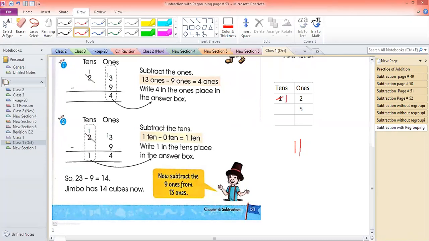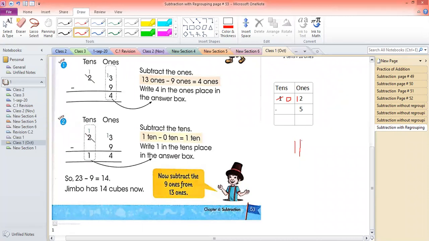Here, I take 1 from the tens and give it to the ones. Now this was 1 ten. When you give this 1 ten to the ones, it is now 12. The tens is now 0, because there was only 1 ten and it was given to the ones. So you now have 0 tens, because you moved 1 ten to the ones. Okay, now 12 minus 5.